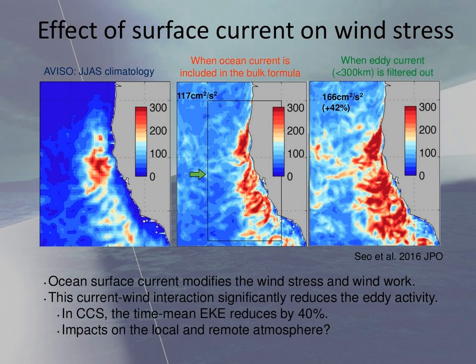And the main point here is that a lot of models don't include the surface currents effect on the surface wind stress. And so its mesoscale field in the ocean evolves much differently than it does if you do include the surface current effect on the stress. And so including surface currents in the stress may be a very important process for understanding how the ocean mesoscale field evolves, which will feed back onto the SST field, which then will influence the atmosphere.